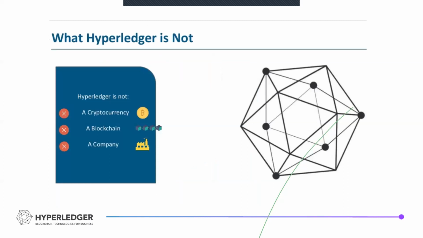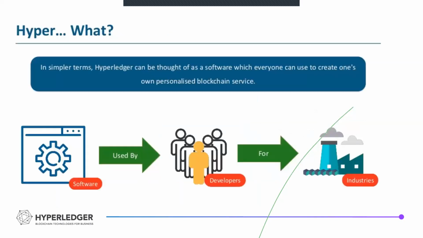Now coming to what Hyperledger is not. Hyperledger is not a cryptocurrency. Hyperledger is not a blockchain. Basically, Hyperledger is not a company. Hyperledger is only an umbrella. It provides many front use cases in which you can implement your enterprise solutions as per your needs. In simple terms, Hyperledger is a kind of software with which everyone can create their own personalized blockchain service. It is used by developers as per their needs for different industry domains. Next, we will discuss how it can be utilized in different industries.